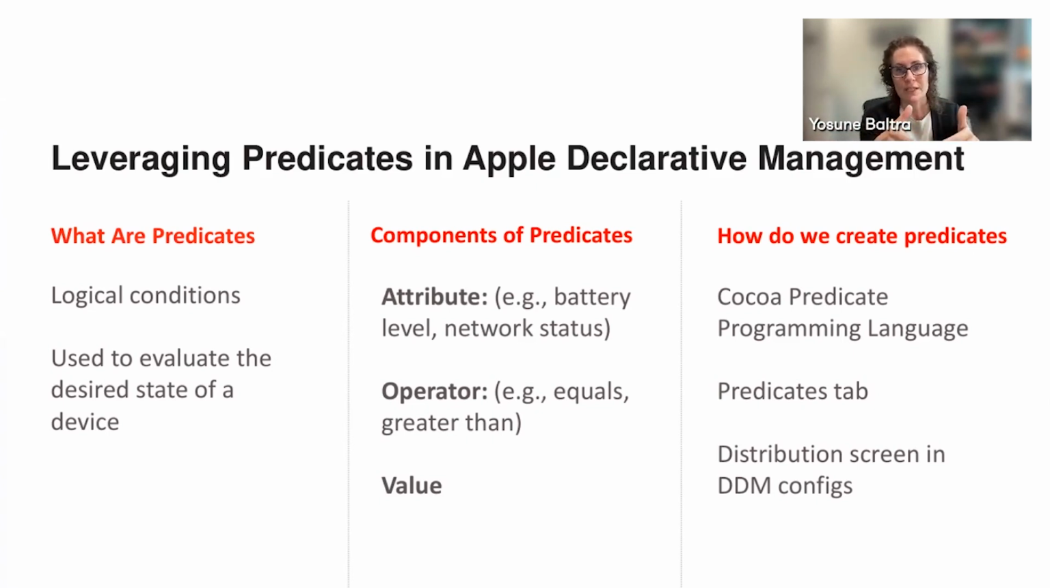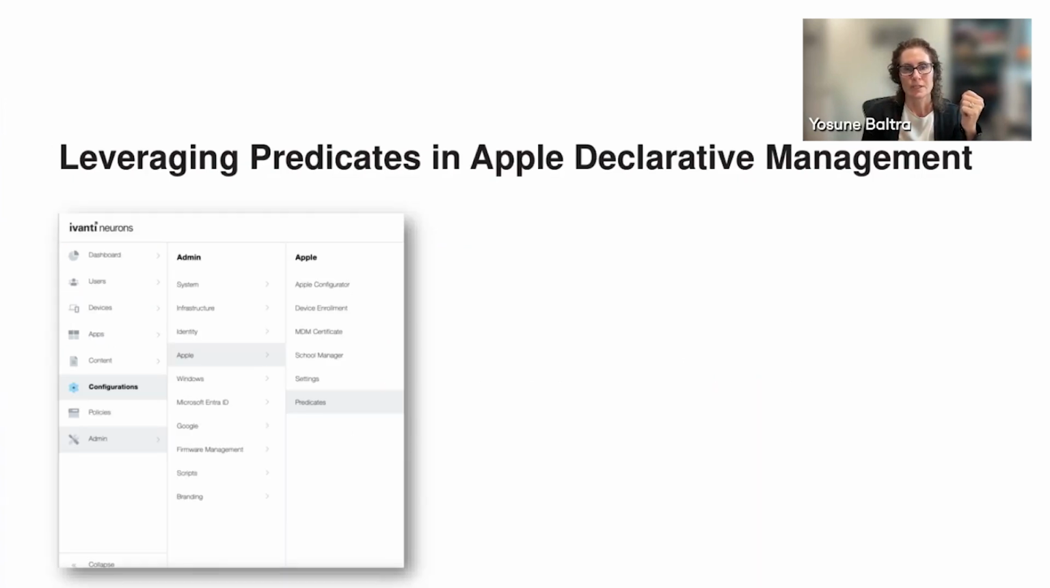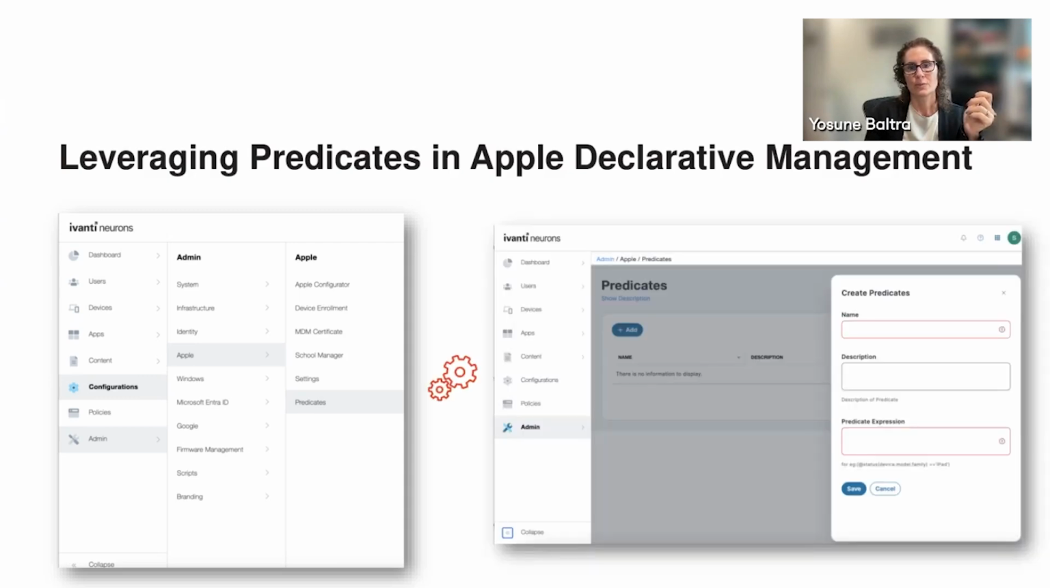How do we create these predicates? Predicates are done in Cocoa language, right? So it's the Apple Cocoa programming language, and there is Apple documentation on it, and you can read about that. And in our platform, this is how you will be leveraging it. So we've added a new tab. You go to admin, you go to Apple, and you'll find a new tab called predicates. And you will be able to create a predicate and just reuse it in any of the configurations that are declarative management supported.